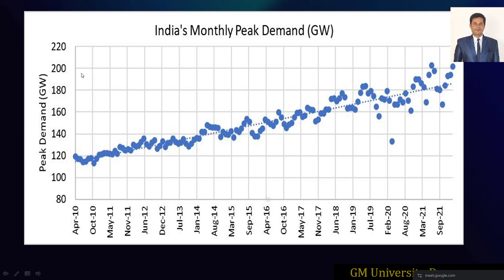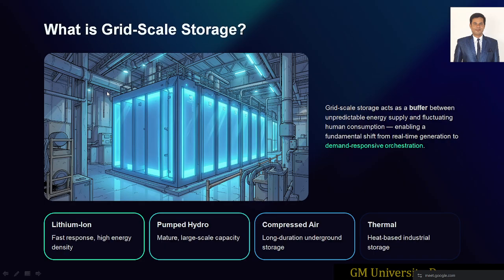At that time, you have to generate 200 gigawatt of power. So it means the supply is very less, 120 gigawatt, right? Demand is 200 gigawatt. So how do you fit this curve, right? How do you manage this balance, right? That is what you have to see, the energy and supply balance.